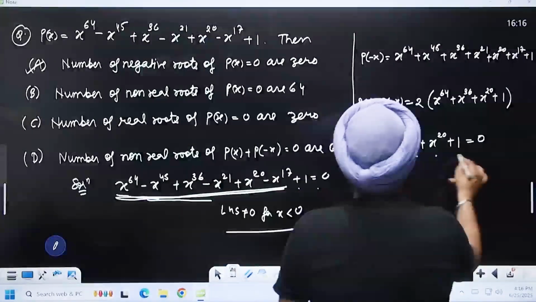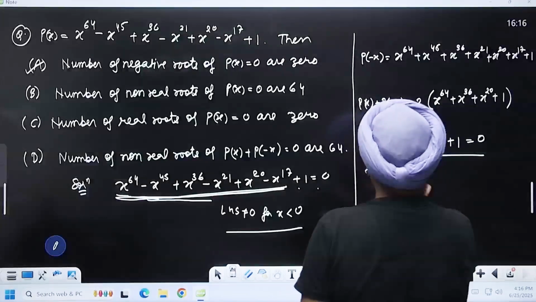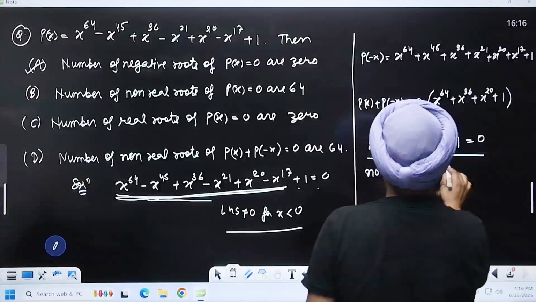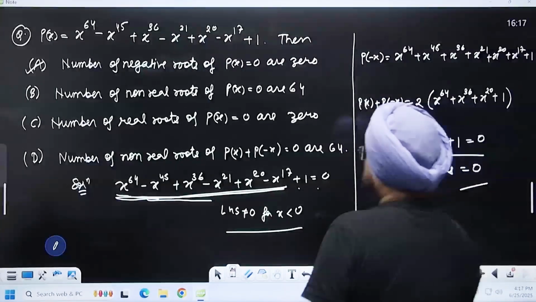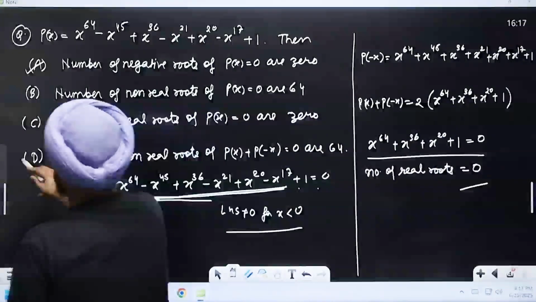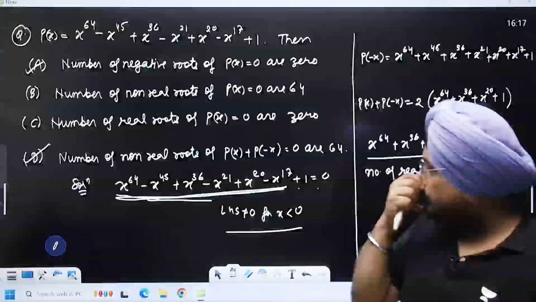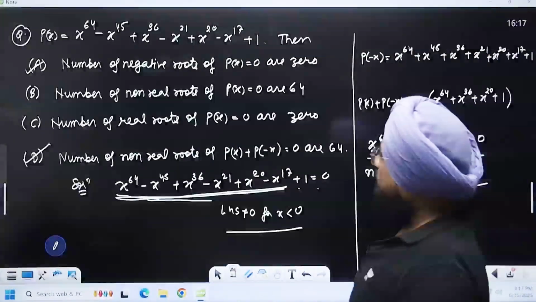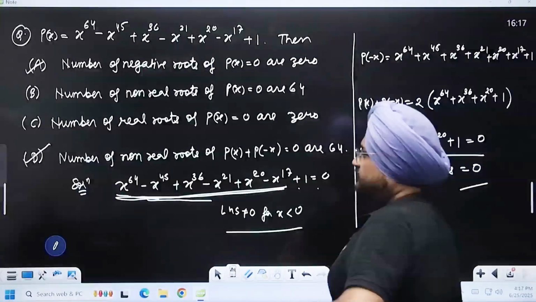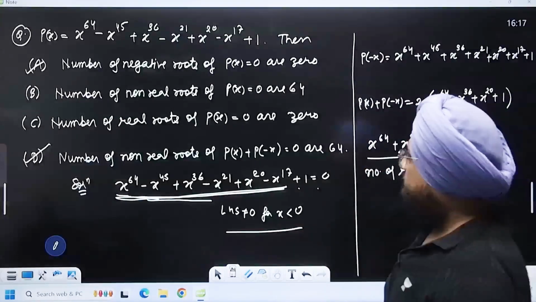So number of real roots is equal to 0. So number of non-real roots are 64. D is also a correct option. Now let's check for option B and C. If B is correct, then C will also be correct.